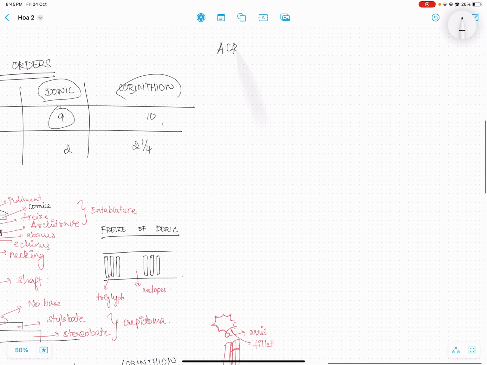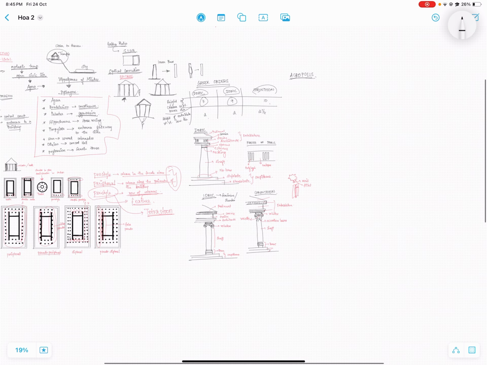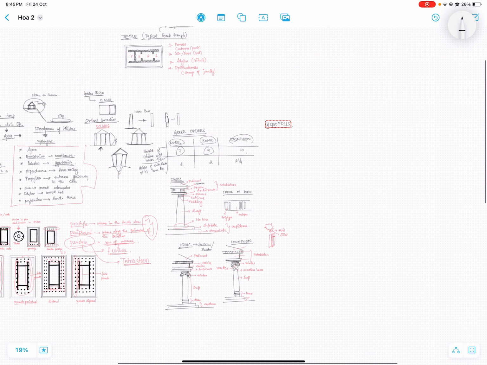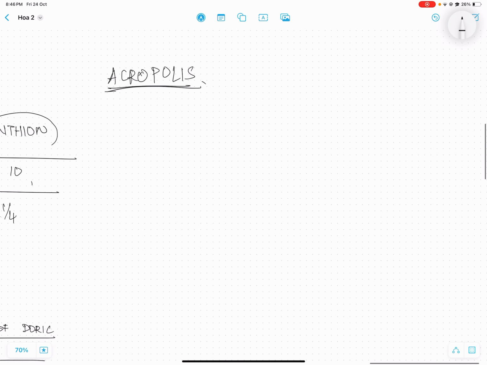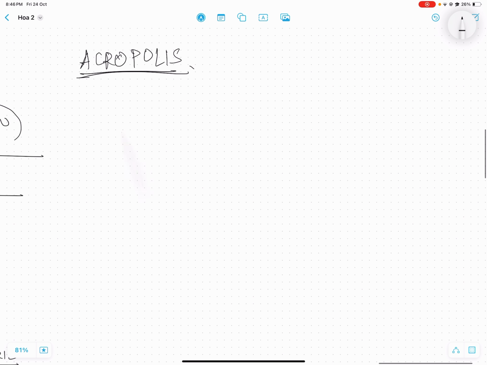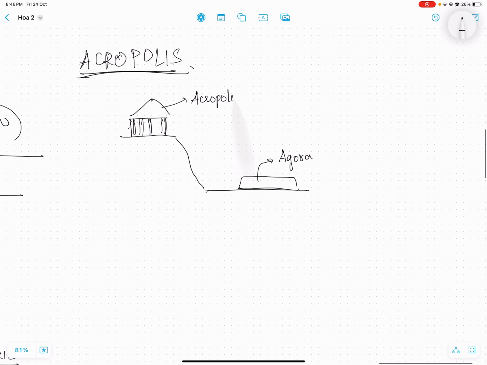So, Acropolis. The Acropolis was situated atop the mountain, as I said in the beginning. So it was situated on top, and the city, our agora, was everything at the bottom. So this is our Acropolis.